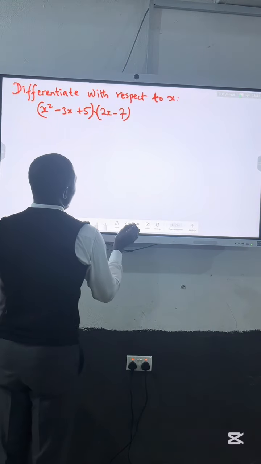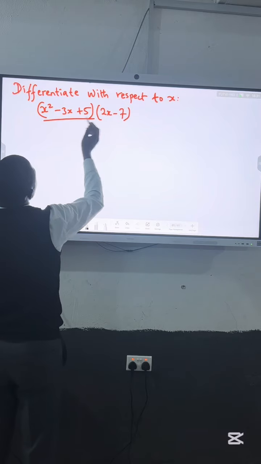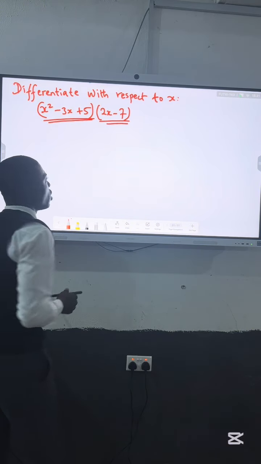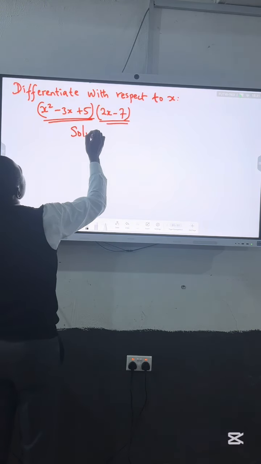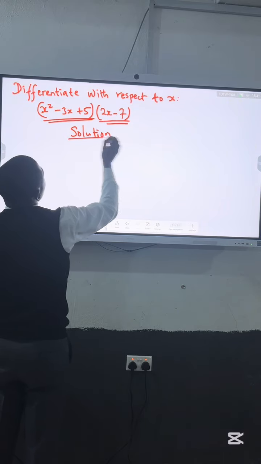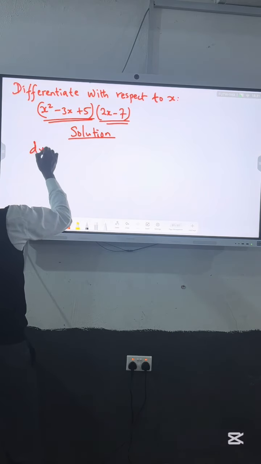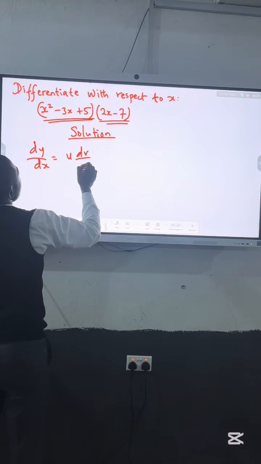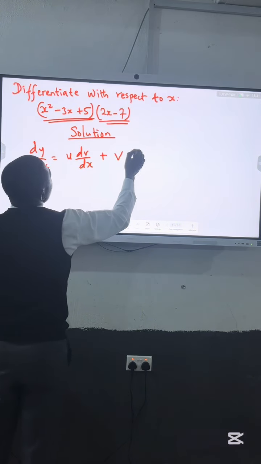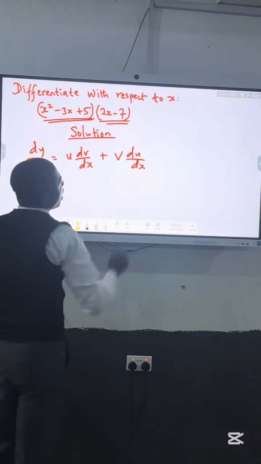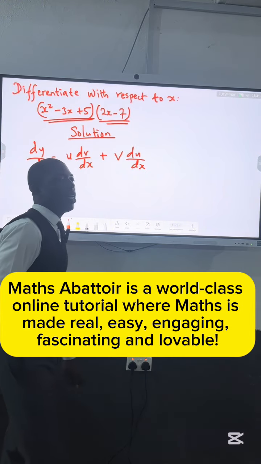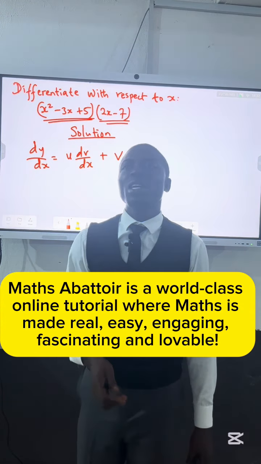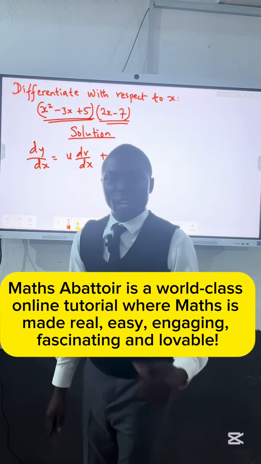Since you discover that they are trying to multiply this function in this bracket by this other one, we apply the product rule of differentiation. We are going to say solution for product rule. The formula is dy/dx is equal to u dv/dx plus v du/dx. This is the formula. Don't worry. I'm going to show you how to get your u, how to get your v, and all other things needed in the formula. So let's go on.